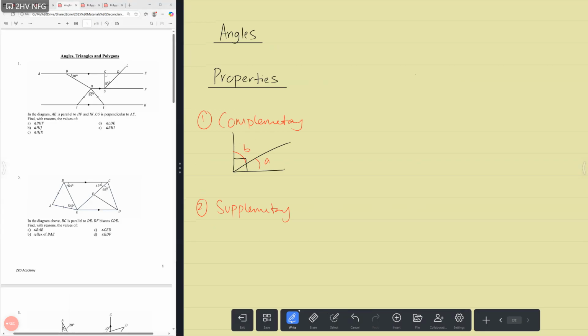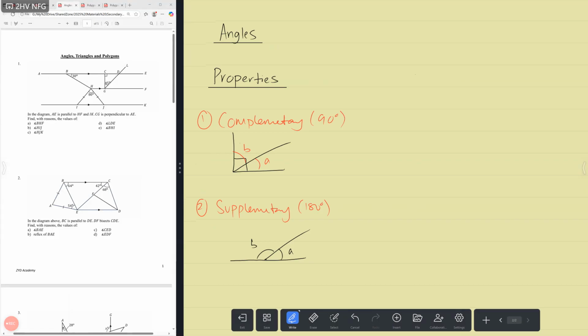Supplementary angles. What are supplementary angles? Basically, they are angles that add up to 180 degrees. So we have a straight line here, and this is angle A, and this is angle B. So we say angle A and angle B add up to 180 degrees because they are supplementary angles. Okay, this is 180, while complementary angles are 90 degrees.